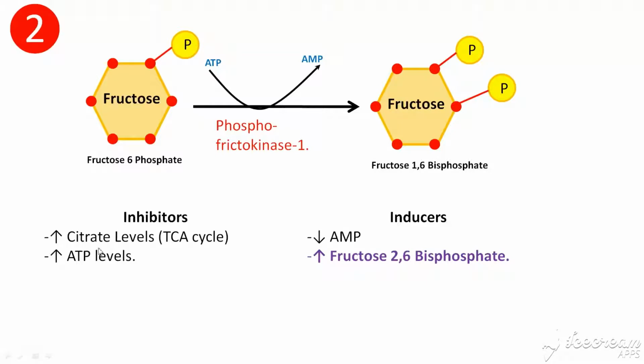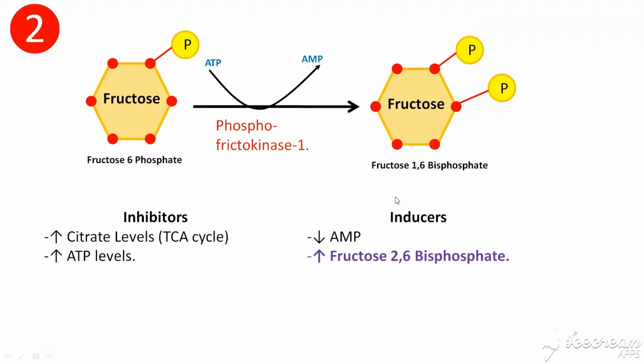Now, to understand this better, citrate levels are actually a byproduct of the TCA cycle. And of course, the TCA cycle is going to produce ATP. So the higher the citrate levels, that means the higher ATP that is produced by the TCA cycle, meaning the higher the energy state. And this is why citrate levels inhibit phosphofructokinase.